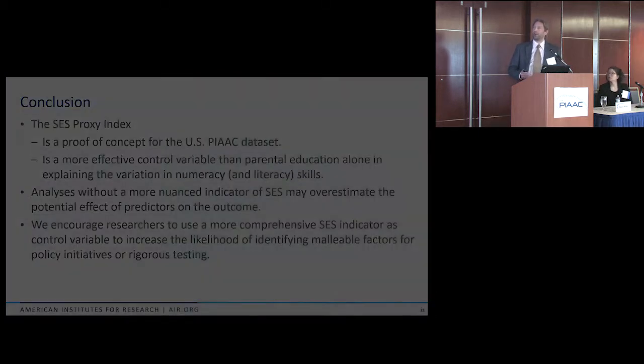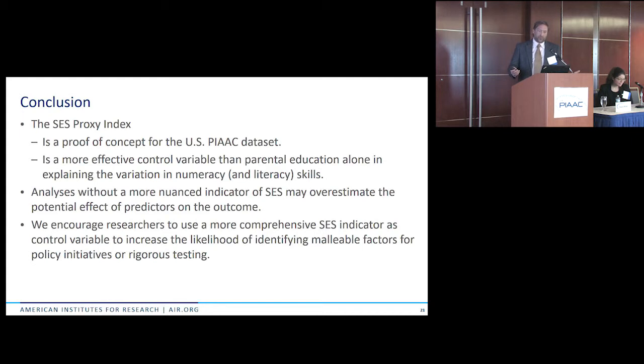So, conclusion, this is really just a proof of concept. We don't have a very substantive research question at the moment, but we know that having a more effective control variable for SES than parental education would be important. We know that it is important in better explaining skills gaps for racial and ethnic groups in the US. And we know that analysis without a more nuanced indicator of SES may overestimate the effect of predictors on the outcome.